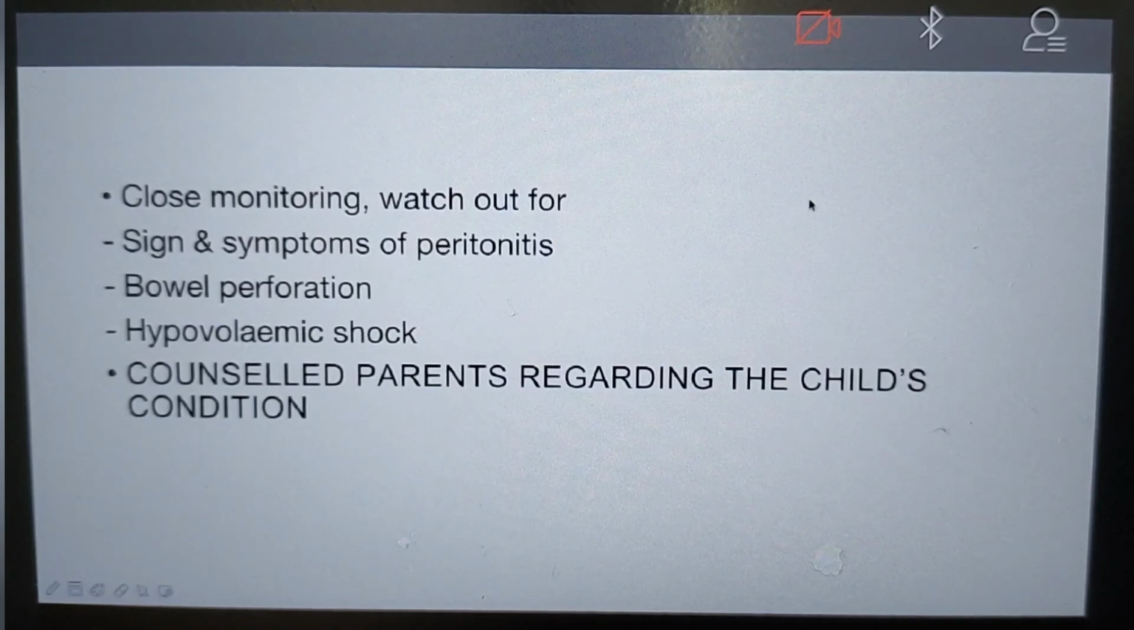Make sure of close monitoring, watch out for symptoms of peritonitis, bowel perforation or hypovolemic shock. And because they are children, they must be consented by their parents. We must counsel their parents regarding the child's condition.